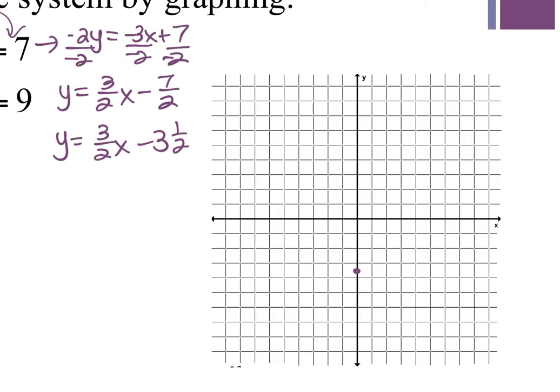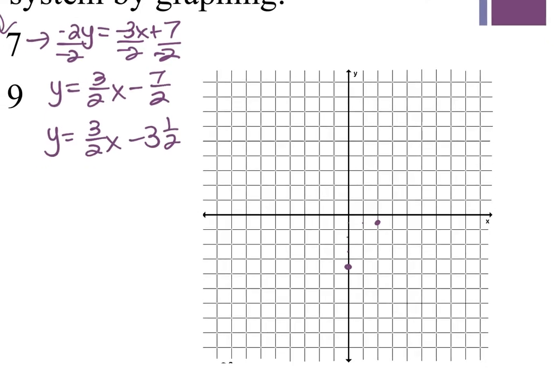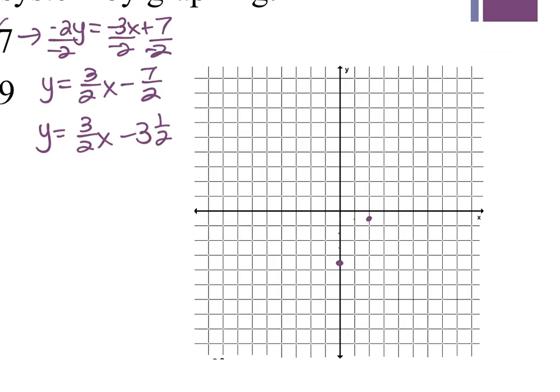The slope from here is 3 over 2, so I go up 1, 2, 3, to the right 2, and I plot a point, and I draw a line. If you want to draw another point, that's fine too. So I could have gone up 3 and to the right 2, or I could have gone down 1, 2, 3 and to the left 2, okay?